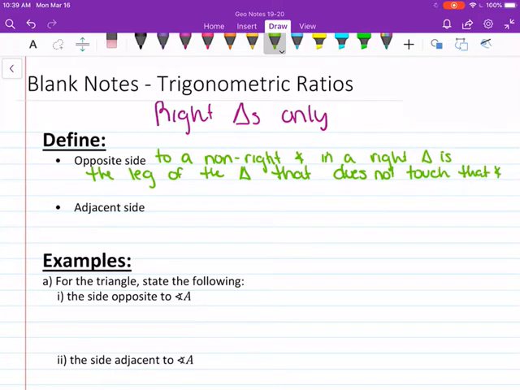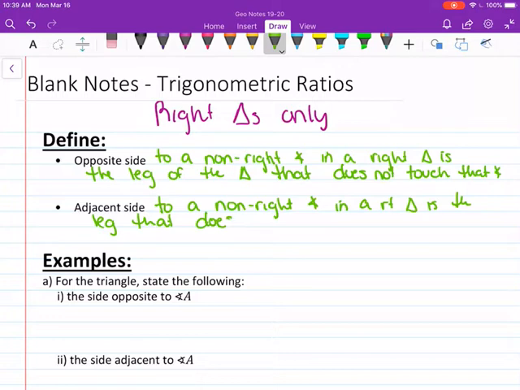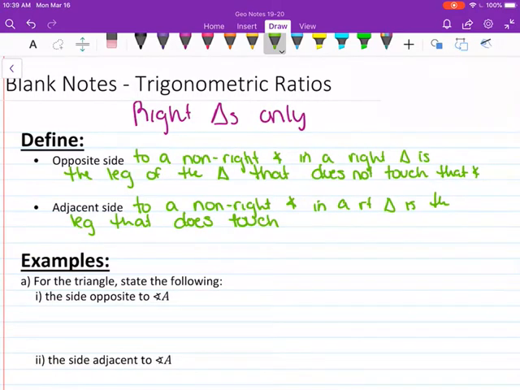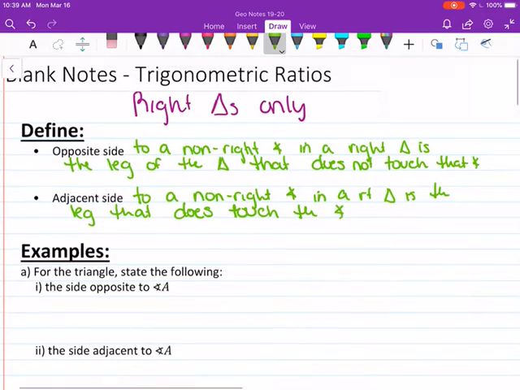And the adjacent side to a non-right angle in a right triangle is the leg that does touch the angle, I'm sorry. And I refer to that angle as the angle of interest.